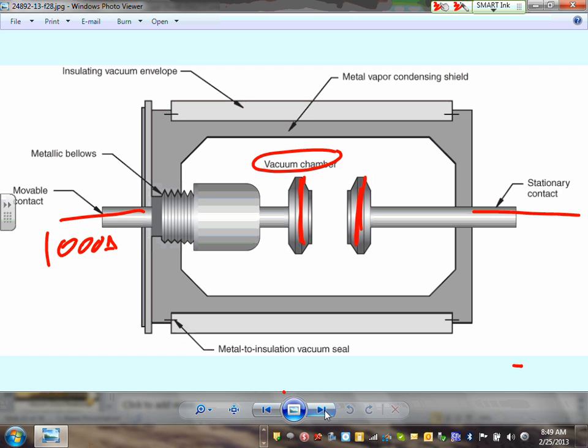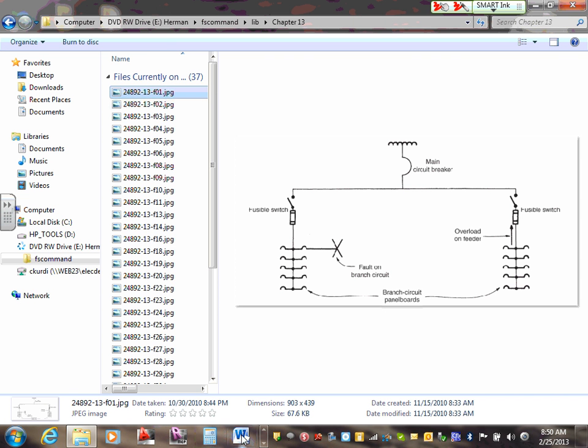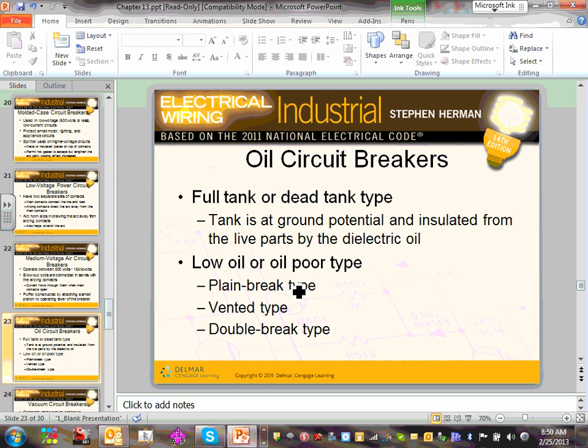So when you interrupt, here's my 1000 amp. When you interrupt, if there is no air, Jeff, what's going to happen? Would you ever have an arc if you don't have any air? No, no arc if there's no air. That's the best of all worlds, right? When you get a vacuum circuit breaker, expensive, your Cadillac type medium voltage circuit breakers. Again, these are medium voltage and high voltage circuit breakers. Okay, so that's what I want to show you guys about the circuit breakers before we get into it. So these are the types of circuit breakers.